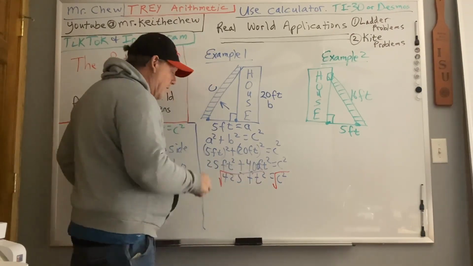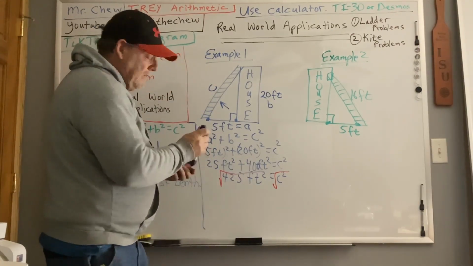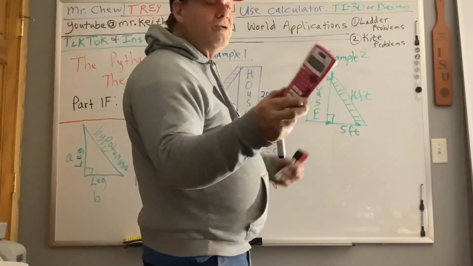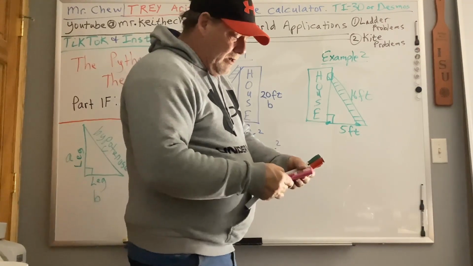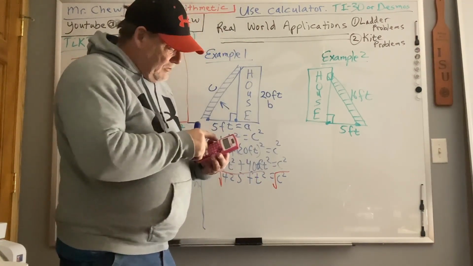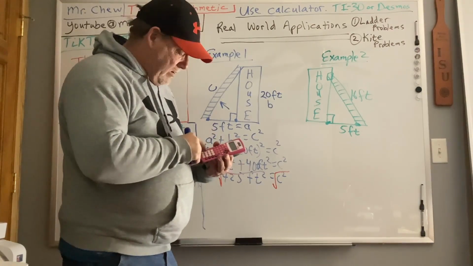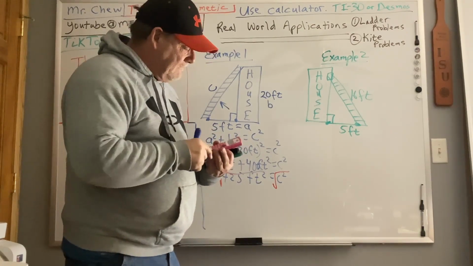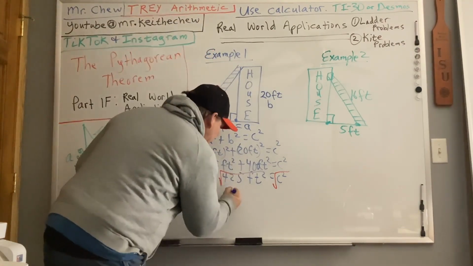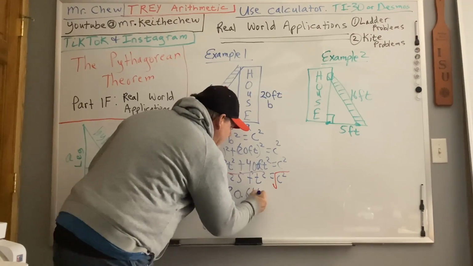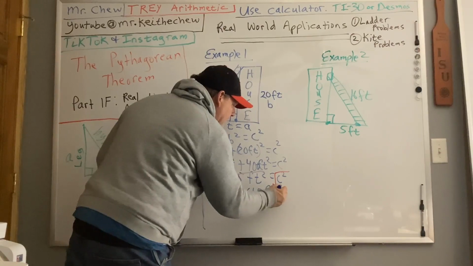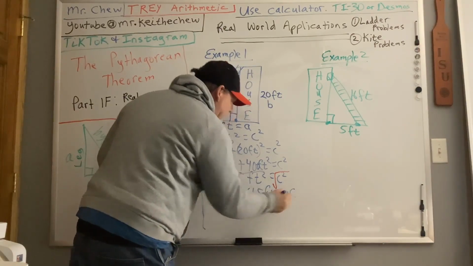So I take the square root of both sides and I use my TI-30. I found my pink one that I used to use all the time when I was teaching in middle school and high school. So second x squared 425 ends up being 20.615, and the square root of feet squared is feet, and that's about the length of C.